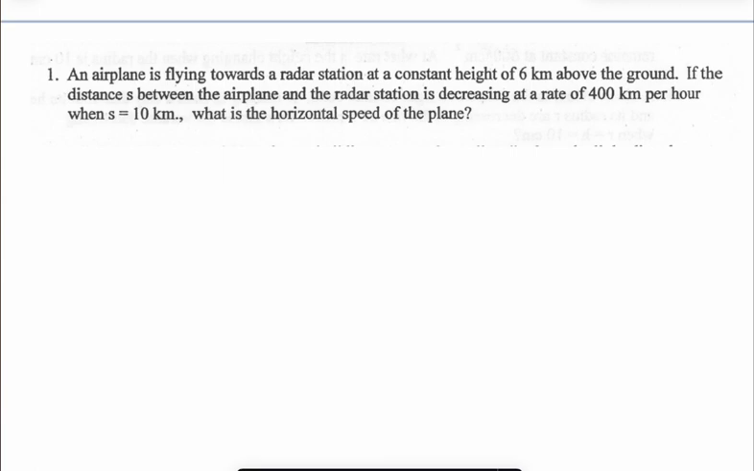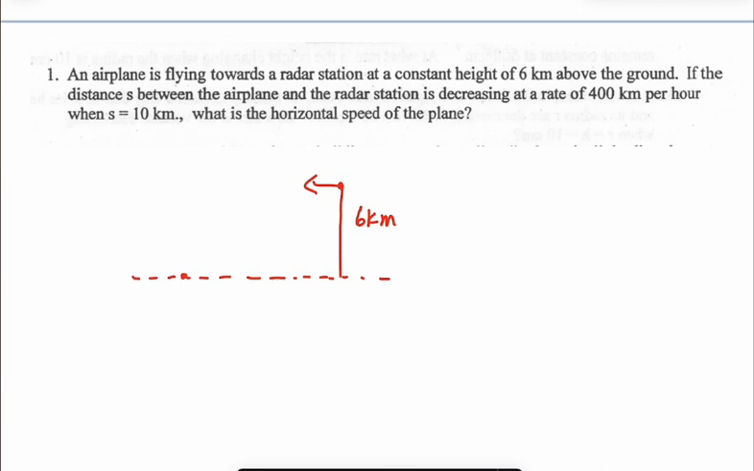It said an airplane is flying towards a radar station at a constant height of 6 kilometers above the ground. So let's assume this is our radar station. There's the ground. Here's our plane. It's going that way toward the radar station. And it is at a constant height of 6 kilometers above the ground.